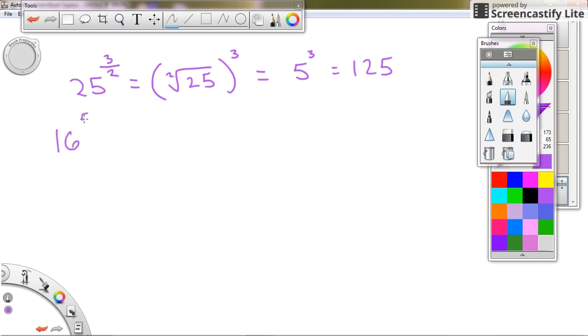16 to the 5/4 power. Okay, so in my head, I'm thinking the first thing I want to do is take the fourth root of 16. So I'm thinking, what number multiplied times itself 4 times equals 16? Whatever that number is, we're going to raise that to the 5th power. Okay, this number happens to be 2. So this entire thing in parentheses simplifies to 2, and I raise 2 to the 5th power, which is equal to 32. Okay.